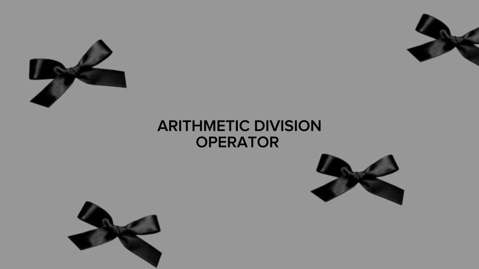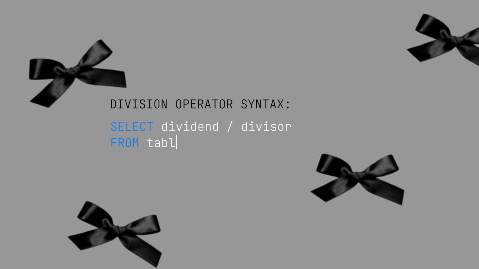Second to the last is the division operator. The division operator in SQL is represented by the slash symbol. It allows us to divide one numeric value by another. Let's start with the basic syntax. Here, dividend is the number we want to divide, and the divisor is the number by which we want to divide the dividend.